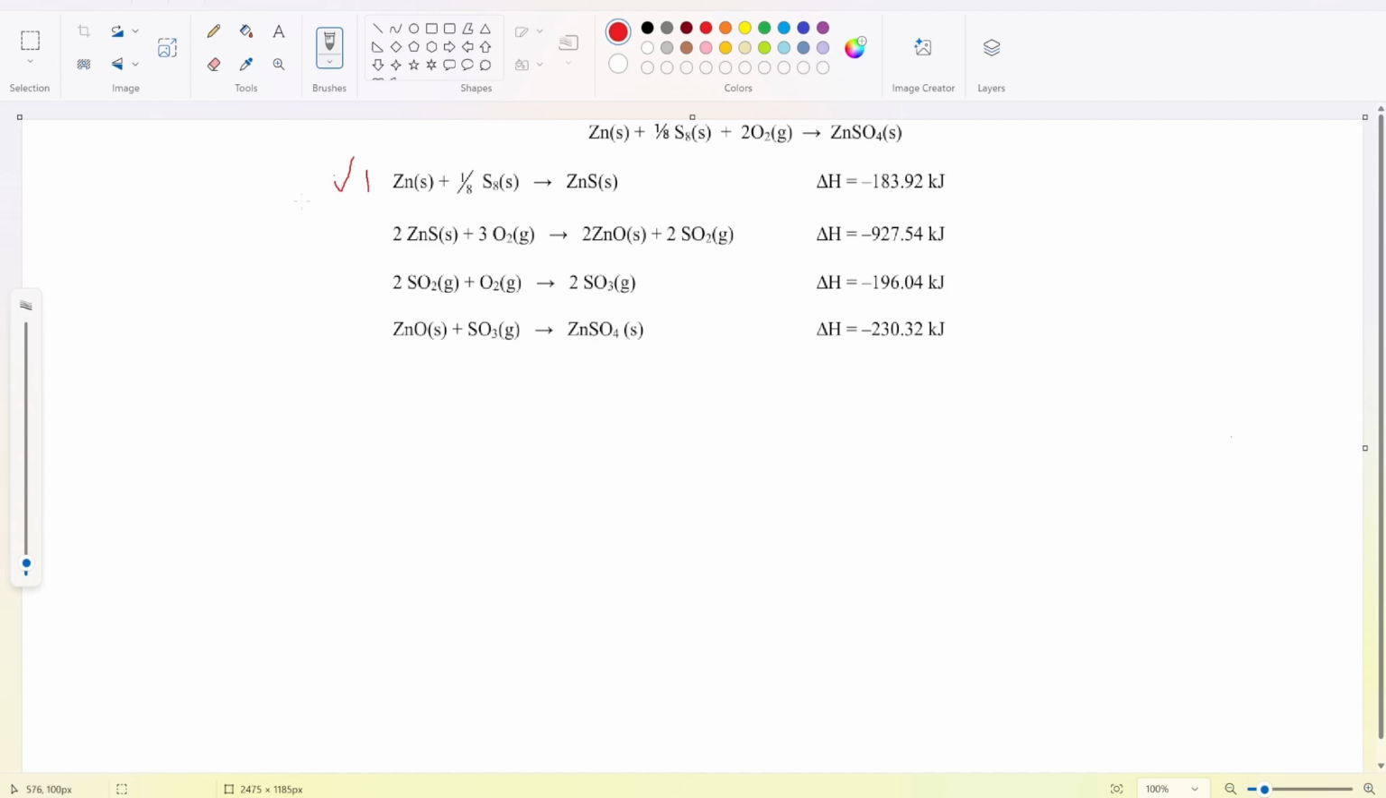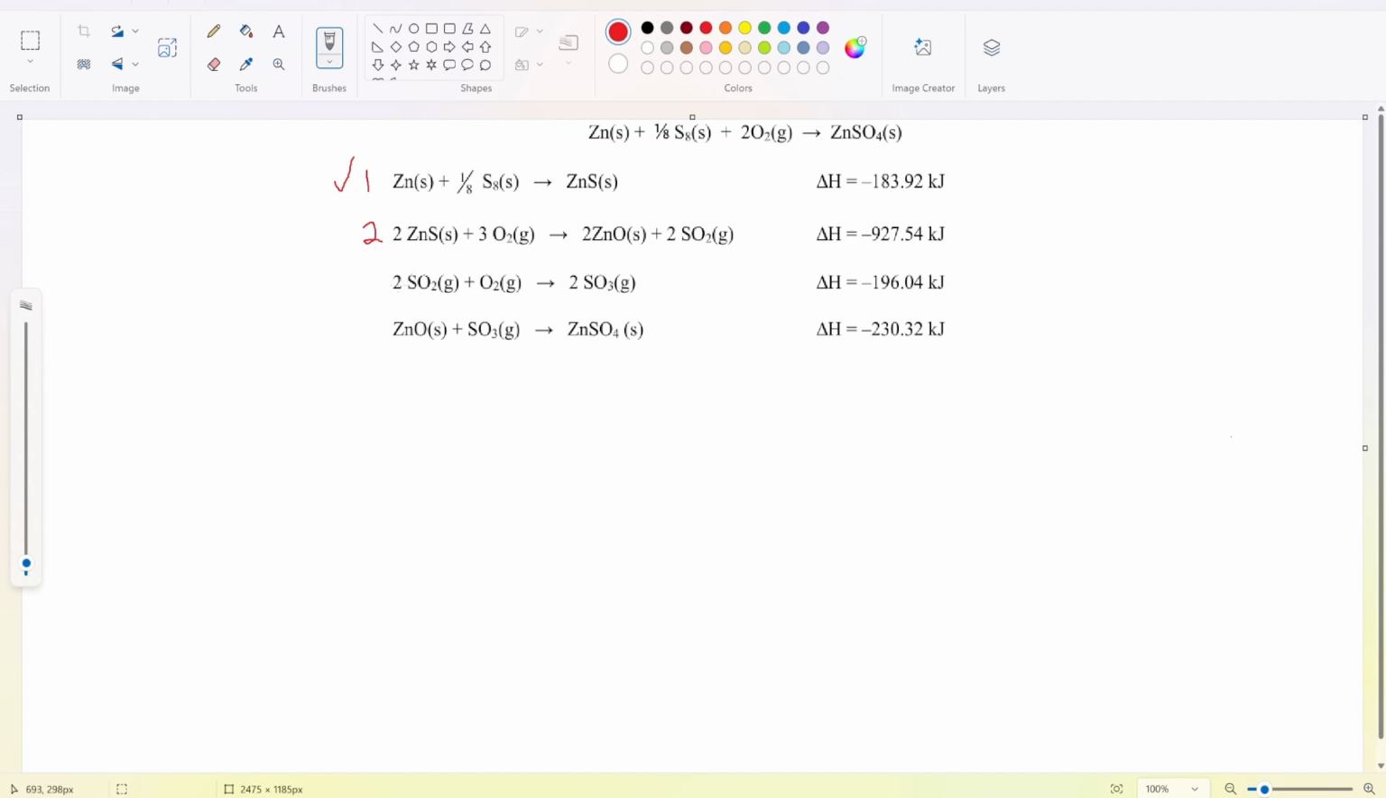So equation number 1 is perfect. Now, equation number 2, we have to look at it to analyze it. When we look at it, we can see that we have zinc sulfide, which is unneeded. We have 3 oxygens, which is needed. And then we have zinc oxide and sulfur oxide. These two are unneeded, and the oxygen is in the right spot, so that's good. So for now, 2 is good, but we might need to come back to get rid of this 3.